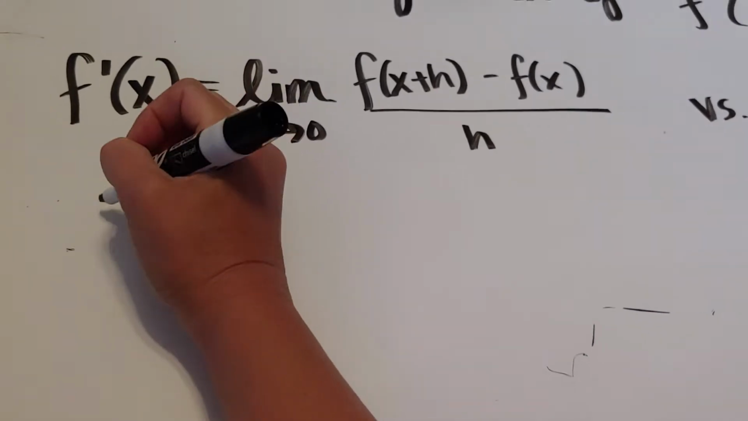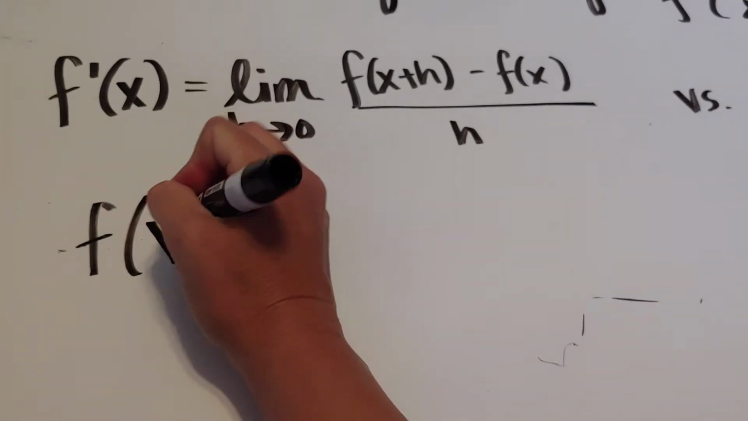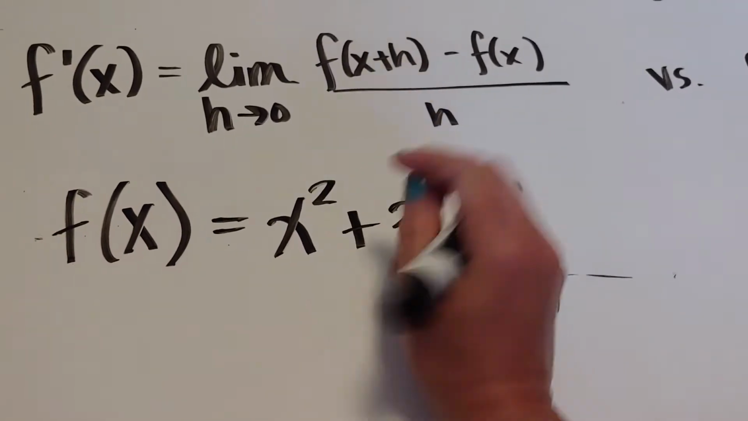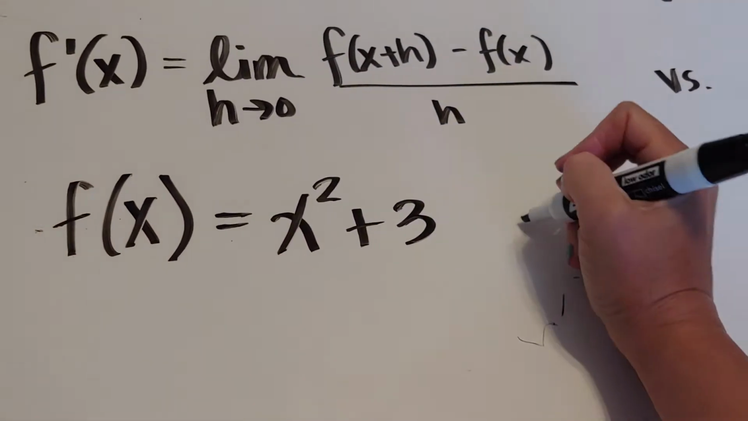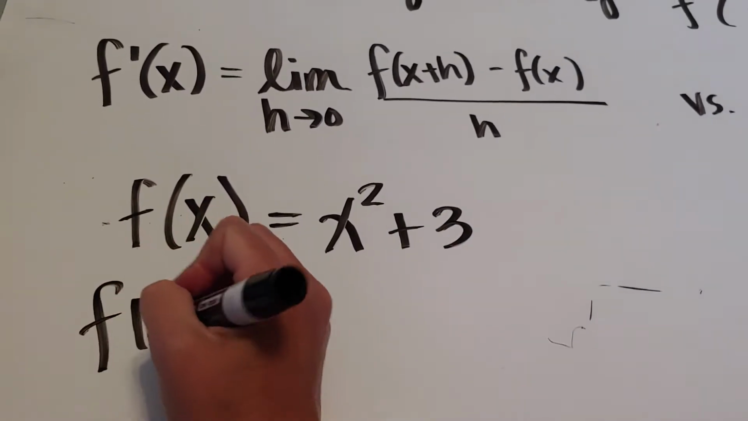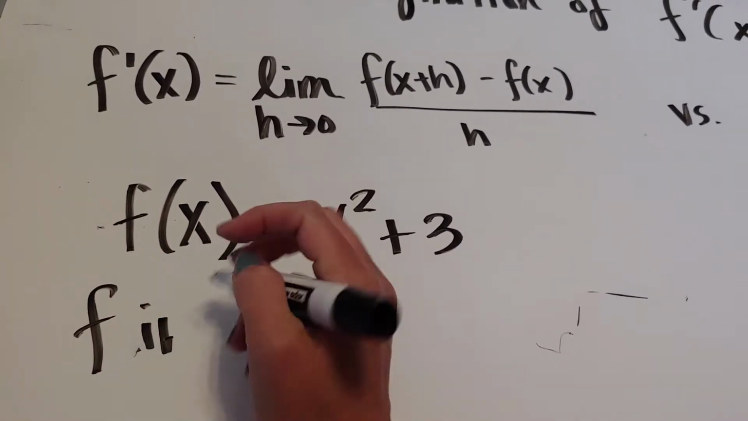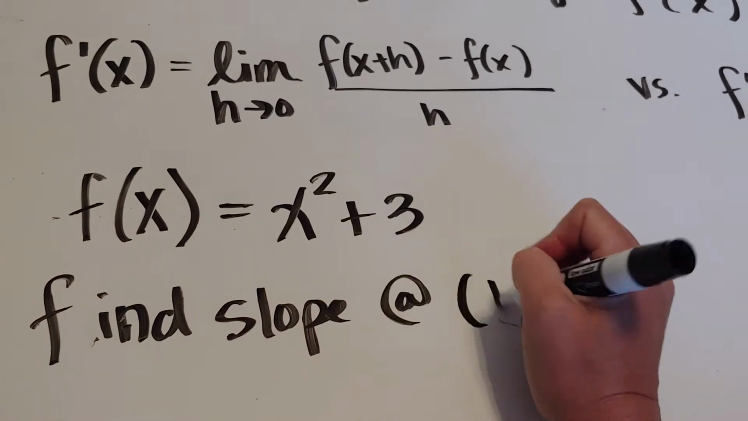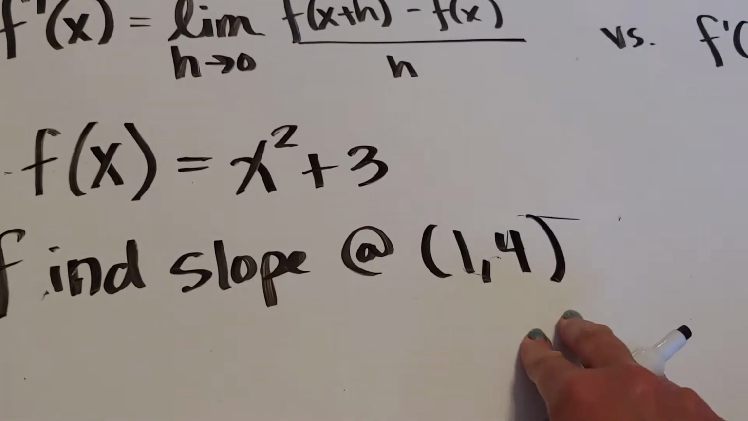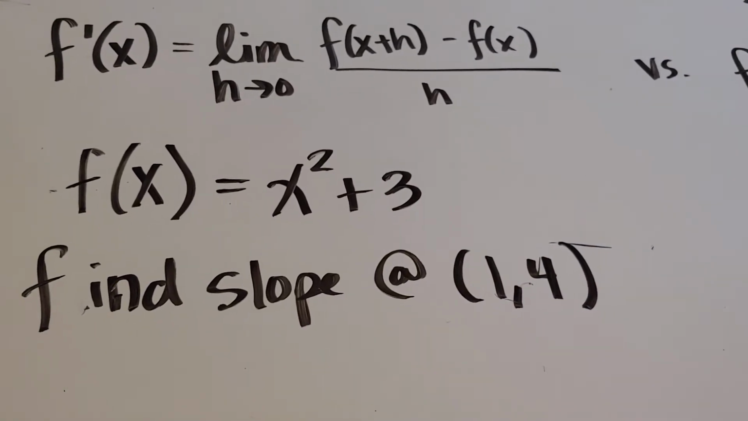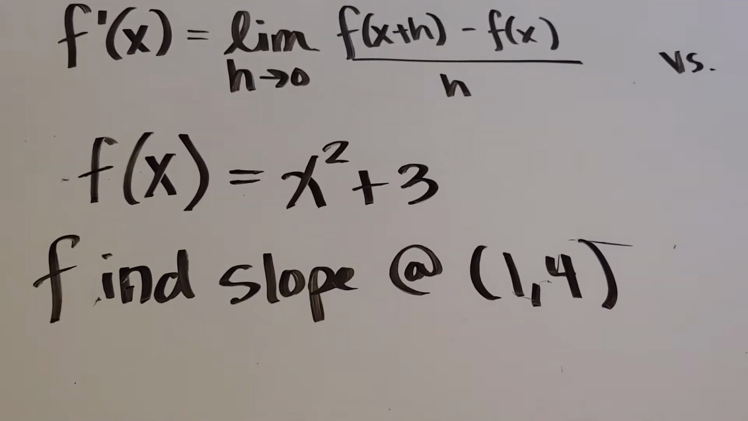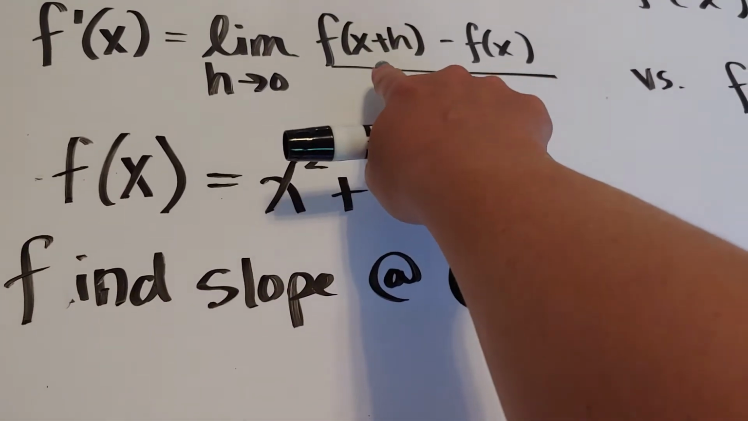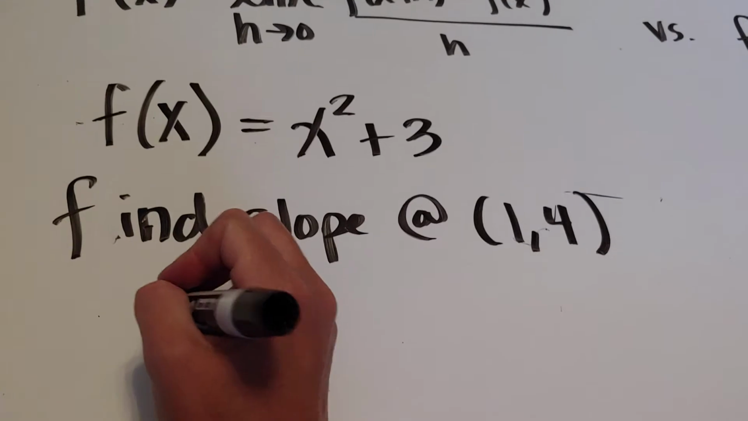How this works is that if they give me a function, and if you'll remember in an earlier video, I had this function, and I wanted to find the slope at the point 1, 4. Okay, and we did this earlier. Okay, and I think we got the answer of 2. All right, how this works is that we're going to plug this into this formula.